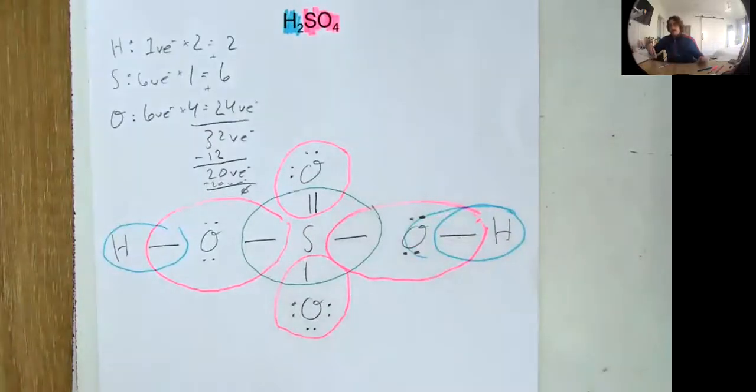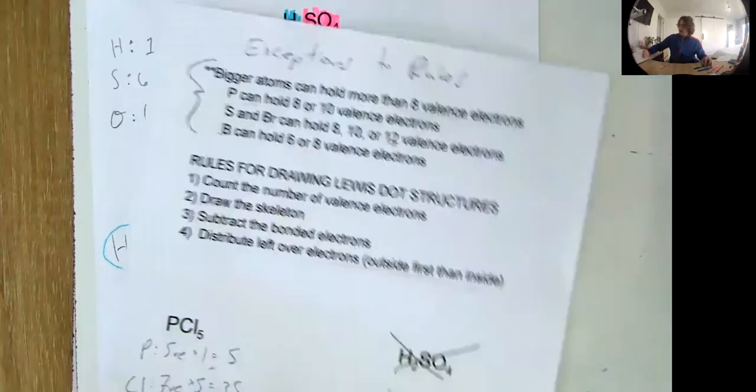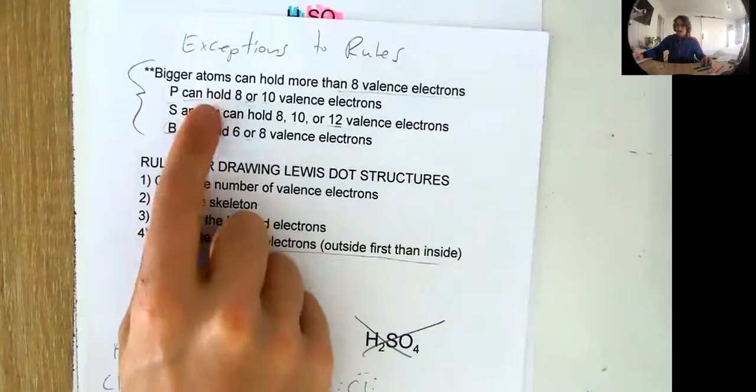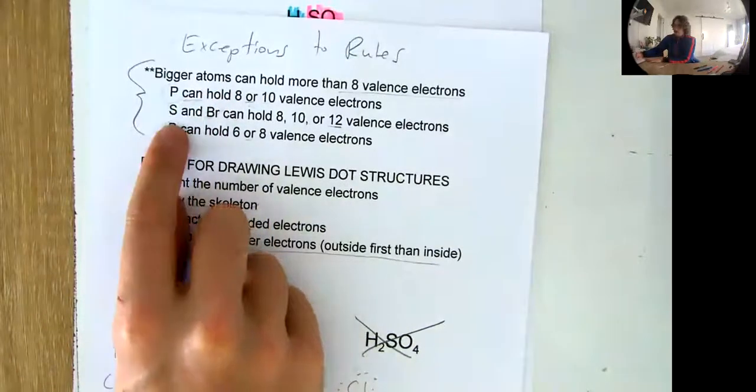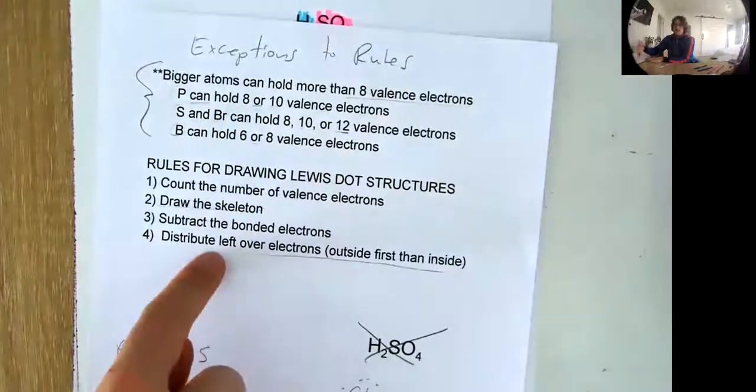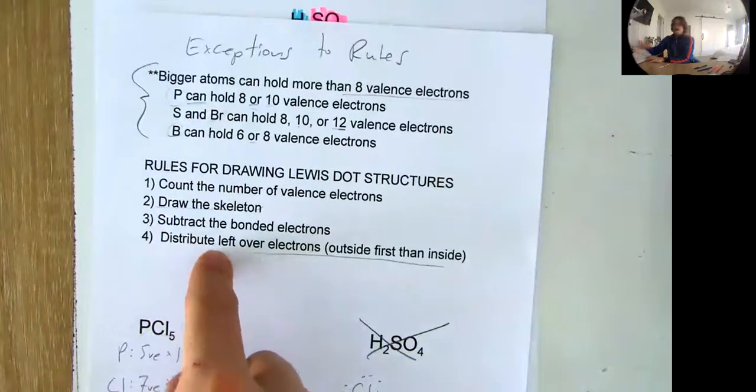Okay. So yeah, that's how you do more complex Lewis structures. And right here in the middle, the exceptions to the rules, this is really what we learned the most. And follow these steps. They will lead you to the correct Lewis structure answers.